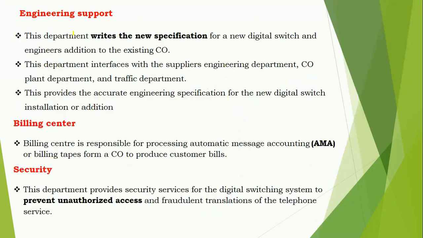The same explanation is listed here. In engineering support, you need to write new specifications for this, and as I told, you need to concentrate on the supplier engineering department, traffic department and plant department. This includes even the new digital switch. Accurate performance has to be given for this. And in the billing center, it is the responsibility of the AMA register and the customer bills also. And in security, you need to prevent what? Unauthorized access and fraudulent translations.